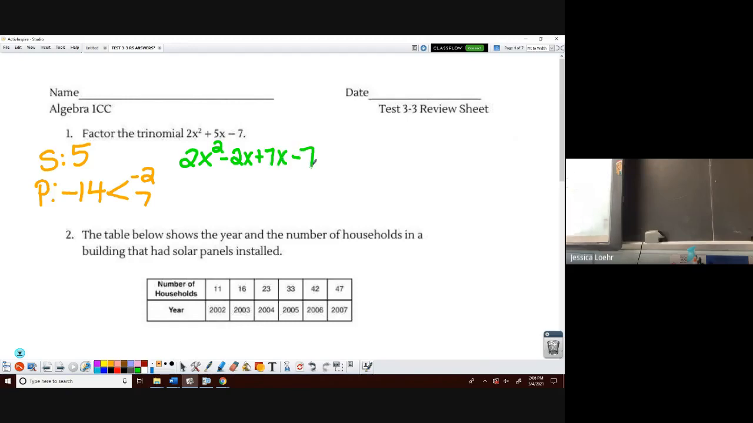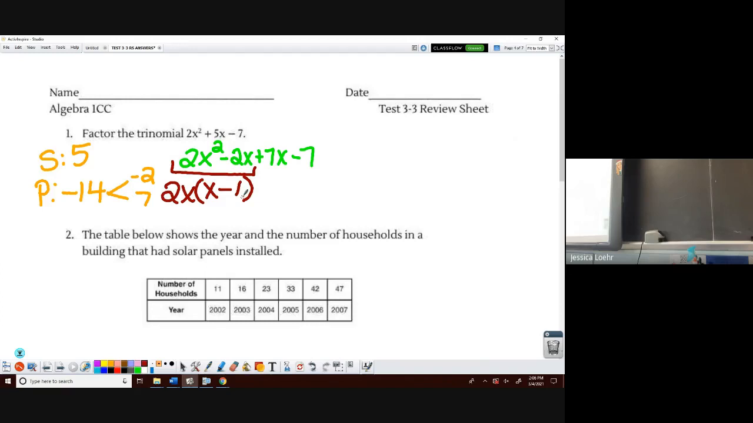Good. Now I'm grouping these together. First 2 terms, and I'm finding the greatest common factor. What's the greatest common factor of 2x squared minus 2x? 2x. Good. What's left over in the parentheses when I pull the 2x out? X minus 1, not 2 though. How do you find the greatest common factor?